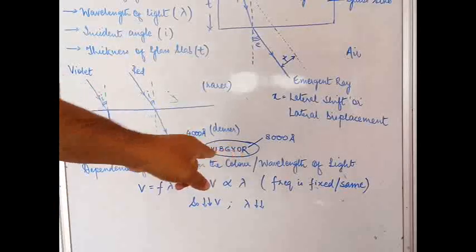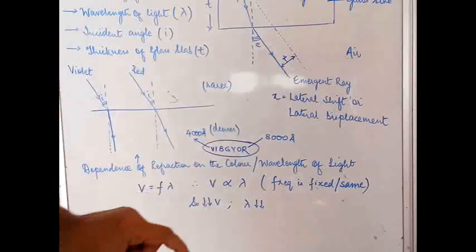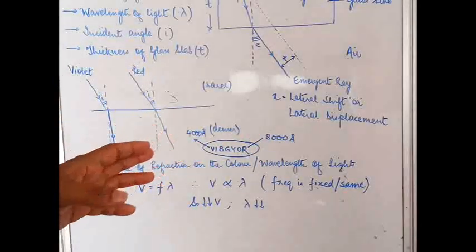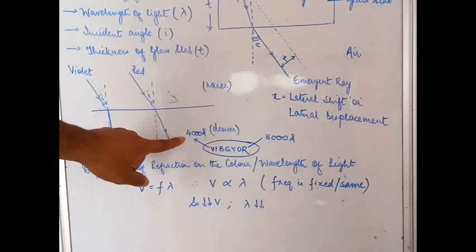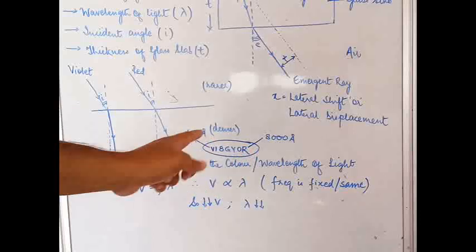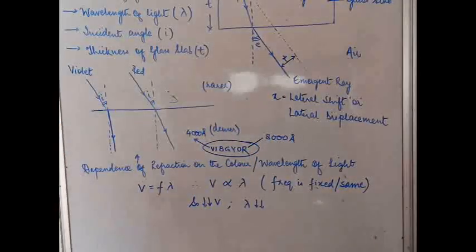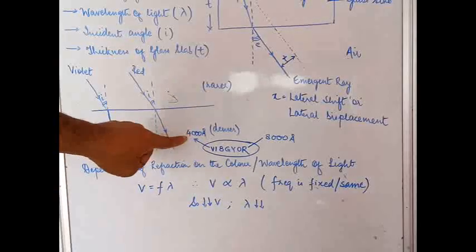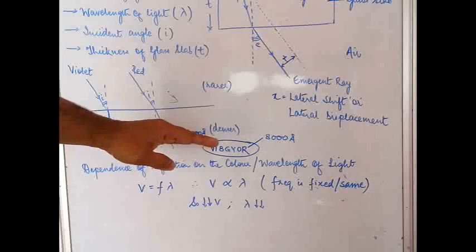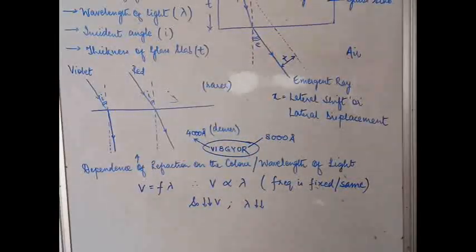I have listed the extreme ones: for red color it is 8000 angstrom. 1 angstrom, you obviously know, is equal to 10 to the power minus 10 meters, and for violet light you have 4000 angstrom. So for the visible portion, the wavelength range is from 4000 angstrom to 8000 angstrom. It is very obvious that the violet color has the least value of wavelength, and it goes on increasing till we reach red. The red color has the maximum value of the wavelength.